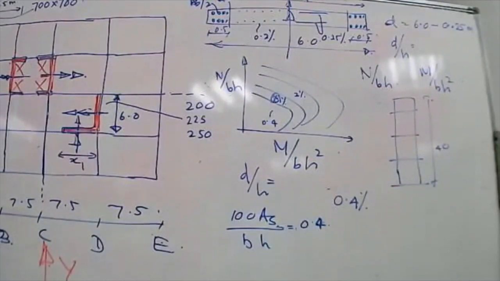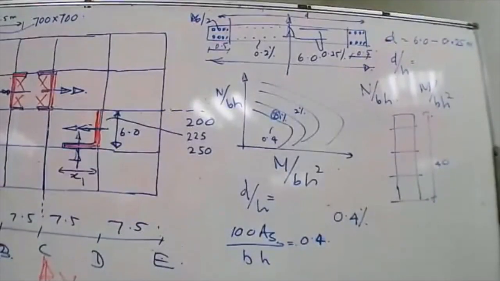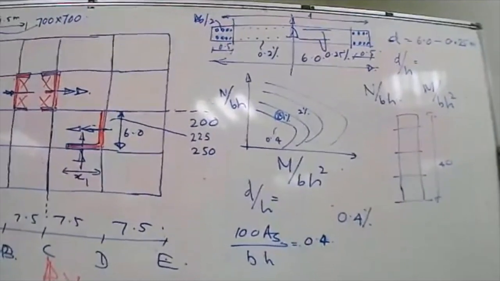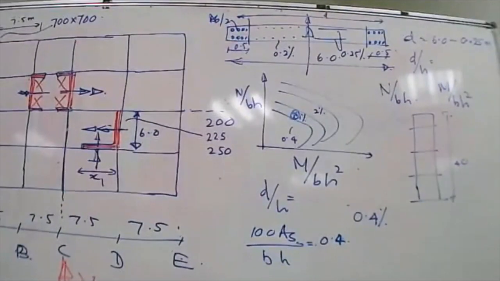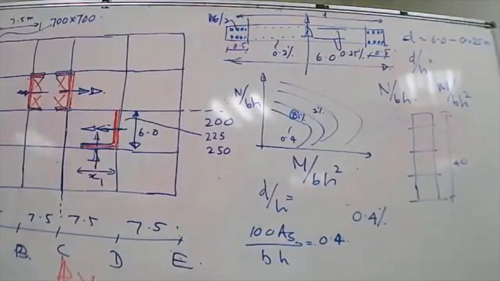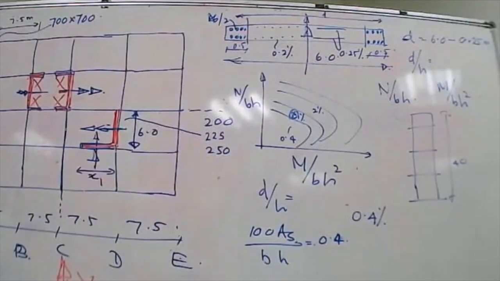Any questions on this? So there is one question in the chat box. Yeah, what is the question? Do we need to consider notional load or imperfection load with the wind load?